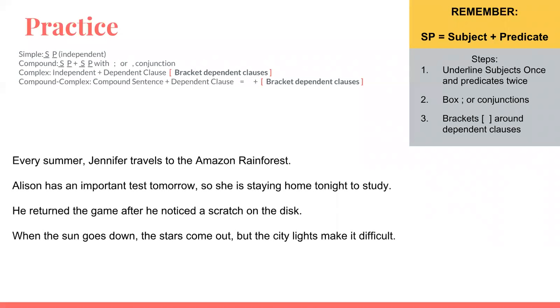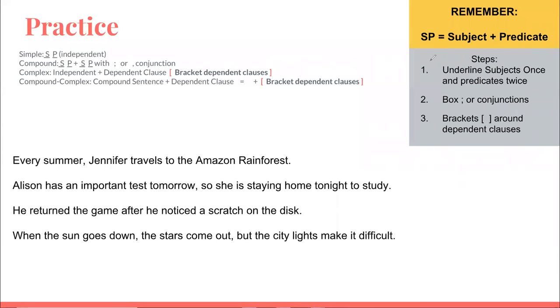Okay, so again, remember your rules. You might want to write these rules down. Step 1, underline your subjects once and your predicate twice. Okay, and then step 2, we're going to box anything. And then step 3, we're going to put brackets around our dependent clauses. Okay? All right, so let's start with our underlining.